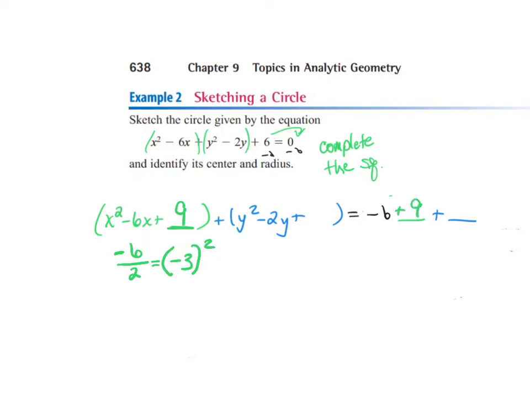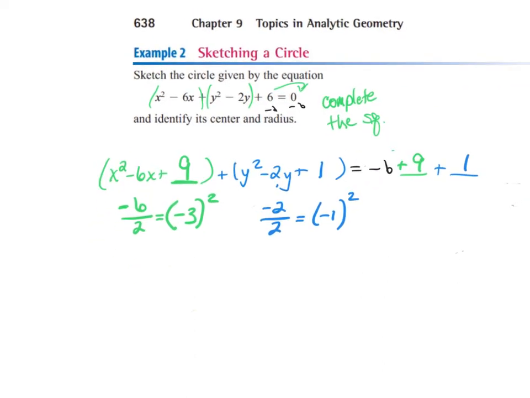So now we're going to complete the square over here with the y. So I'm going to take the coefficient of y, which is negative 2, divide it by 2, and I get negative 1. In order to complete the square, you square that number. So negative 1 squared is 1. If I add 1 to the left-hand side, I have to add 1 to the right-hand side. Okay? Now we're just going to clean it up a little bit.